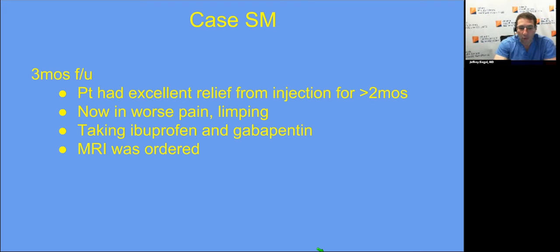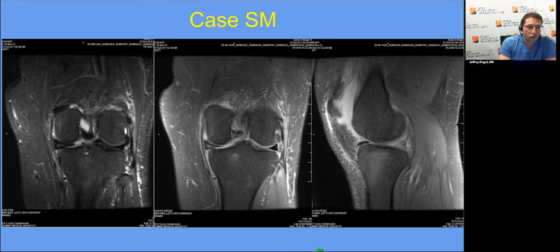She came back about 3 months later, and she reported that she felt well for a while, but now she was actually worse. She was limping. She was started back on the ibuprofen by her primary and also added gabapentin. At this point, I felt an MRI was appropriate. And the patient came back shortly thereafter with the MRI, and these are the images of her knee.